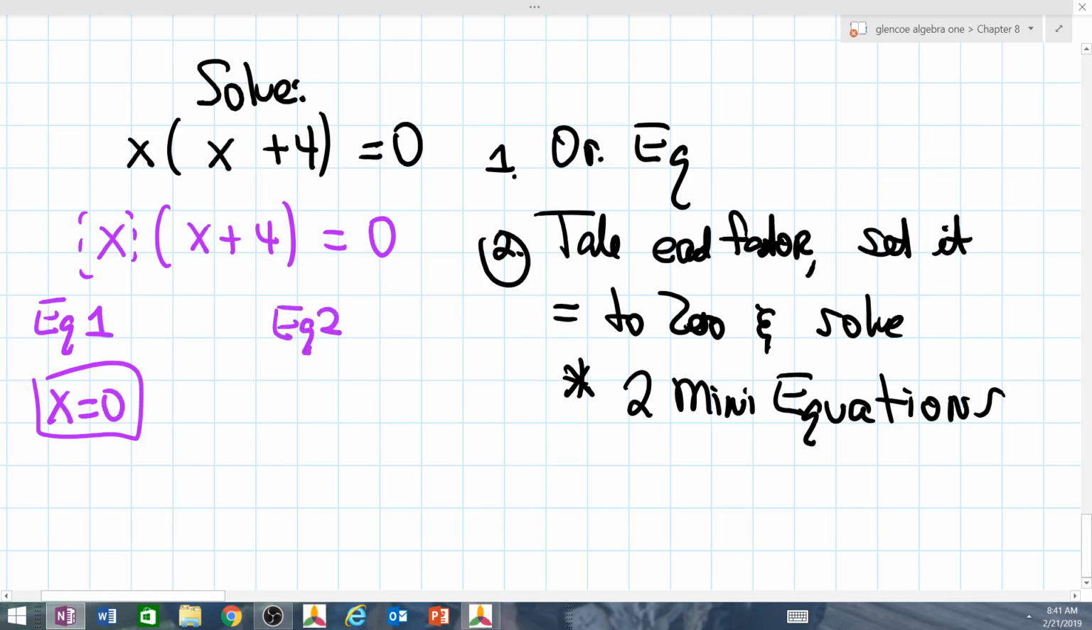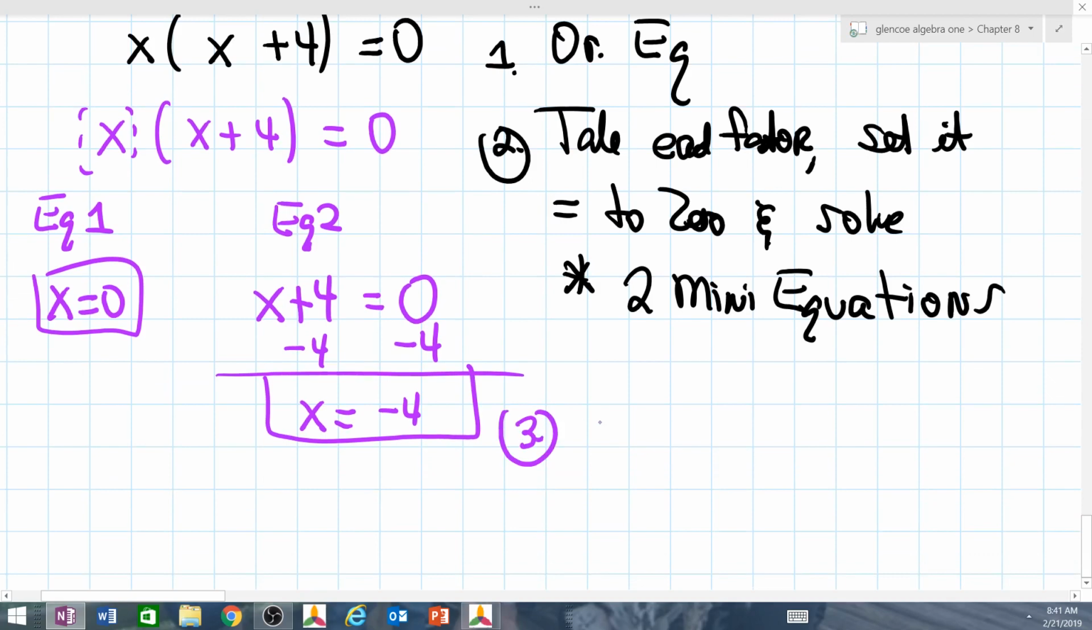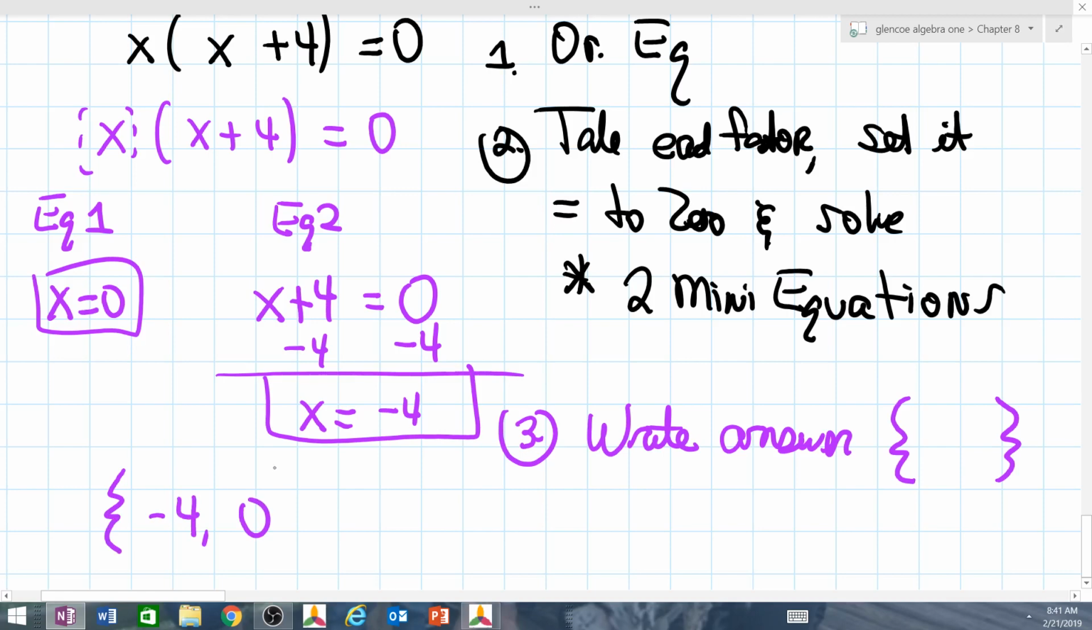Equation number 2 is my second parentheses, or x plus 4 equals 0. I would subtract 4 from each side, and I get x equals negative 4. So now I have two solutions, and I write my answer in set builder notation. The order in which you list them does not matter. However, it is most correct to list the smaller number first, which would be negative 4.